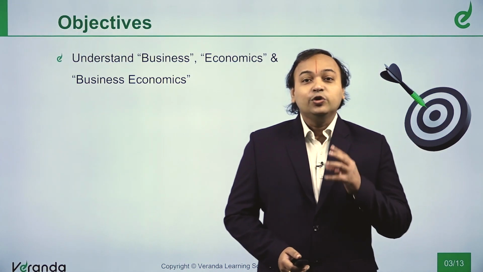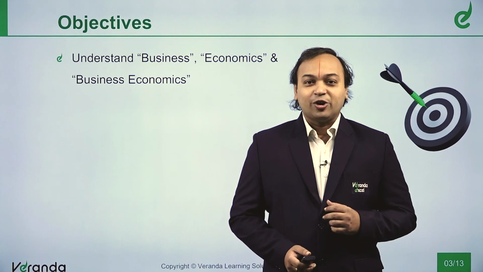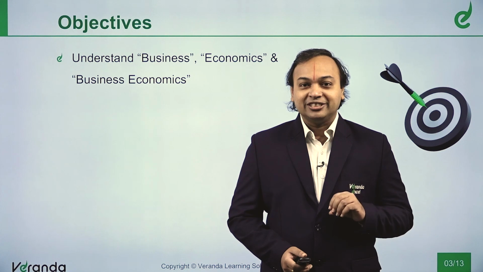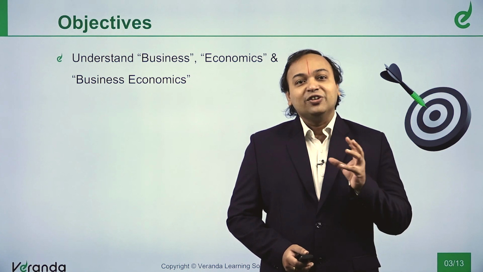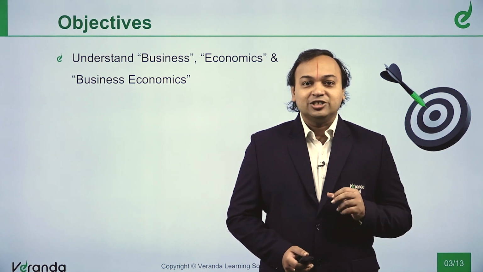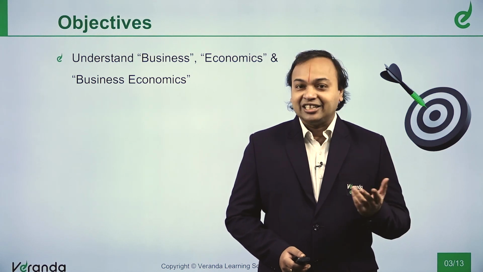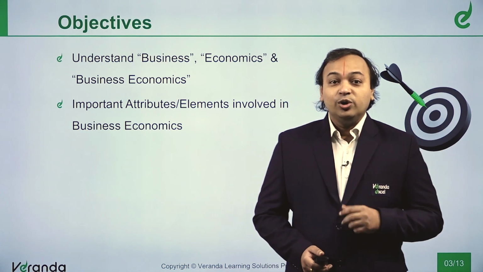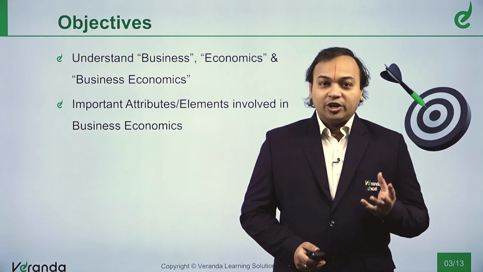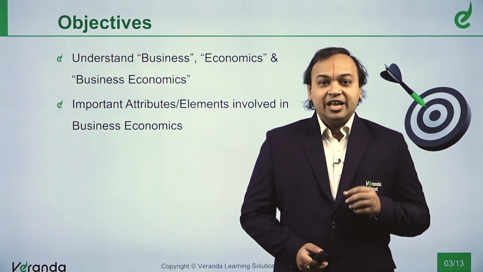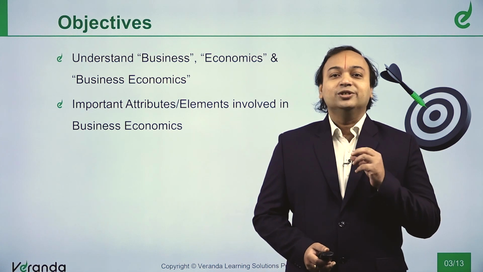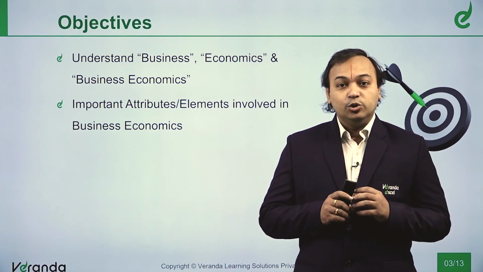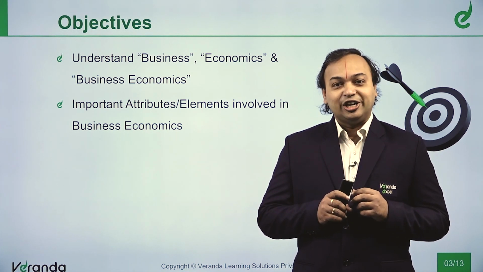First, there are a few terms involved in business economics. What are the two terms? Number one, business, and the next one is economics. Putting together, we have a derived word called business economics. We will first try to understand that. Then, having understood business economics, we have to understand the important attributes or elements involved in the term business economics. So, these are the two primary focuses while learning this study note.